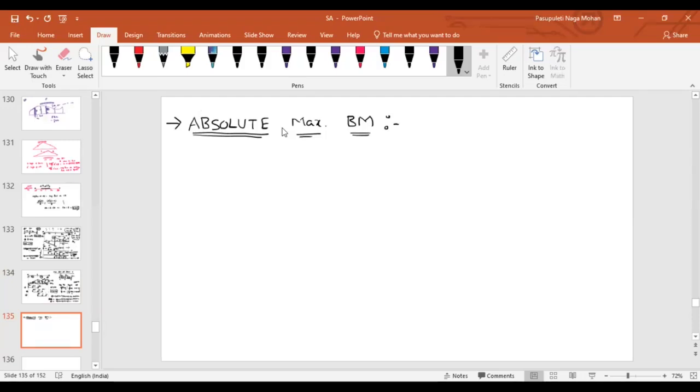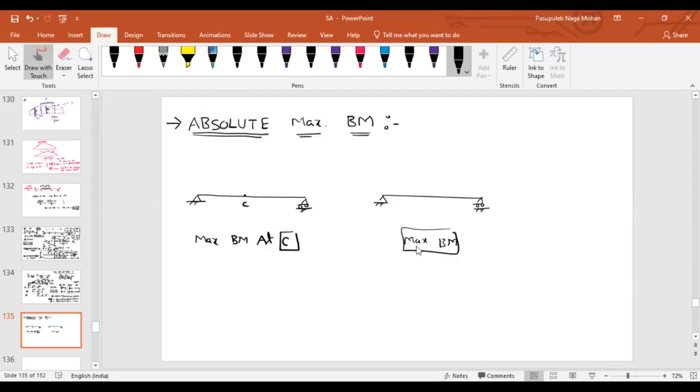Is it clear? Let me tell you one example. The same example, and let us say the same load. In the first case, what am I talking about? I'm talking about maximum bending moment at C only. But in the second case, I am talking about the absolute maximum bending moment. If the loads are moving over the beam, at point C, how they are changing, after those values, we are talking about the maximum value. If it is the absolute maximum, that means we are talking about the entire beam.